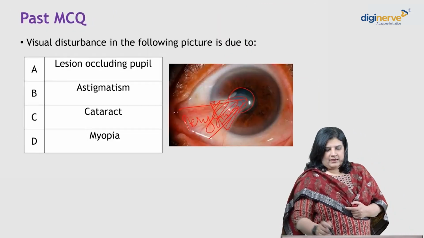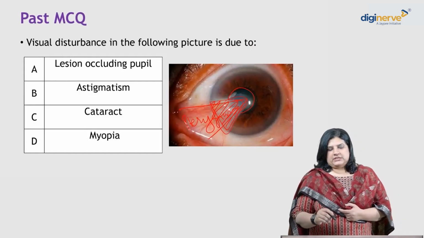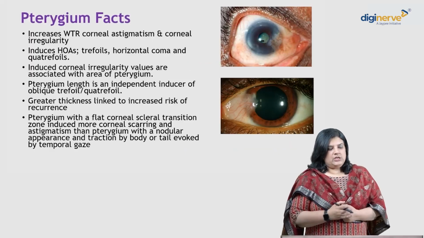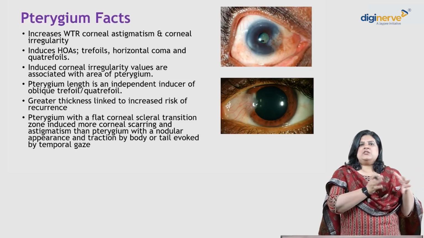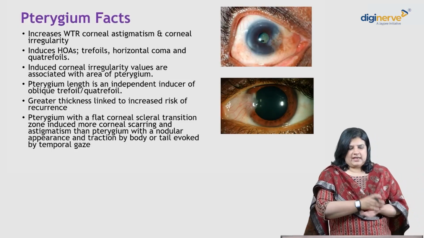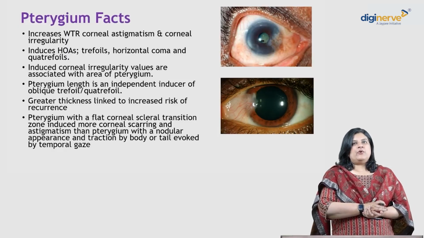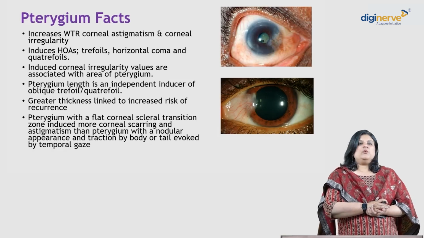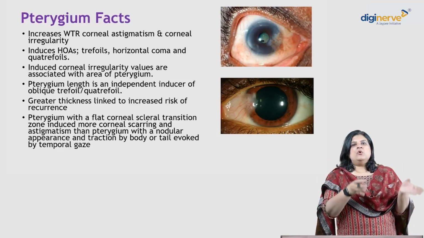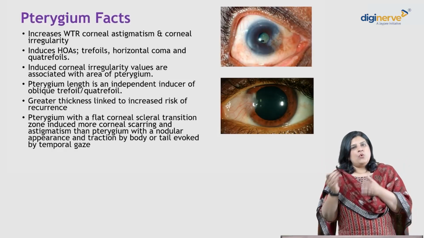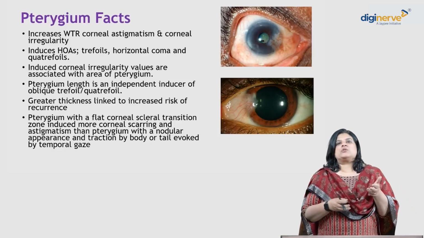So let's go back and see that there is so much area of the cornea being occupied by this pterygium. This is going to induce a lot of corneal irregularity, and this irregularity will translate into a variable form of astigmatic error. The length of the pterygium is an independent inducer of oblique trefoil or quatrefoil. Trefoil and quatrefoil are types of higher order aberrations, so the longer the pterygium, the more the higher order aberrations, the more the visual disturbance. Greater thickness is linked to increased risk of recurrence.